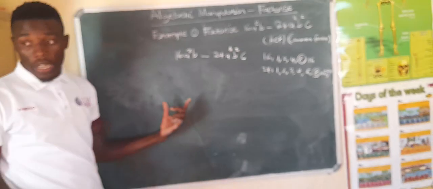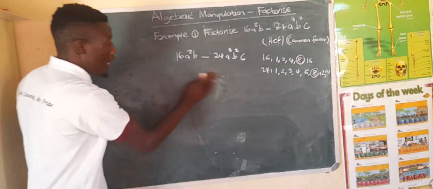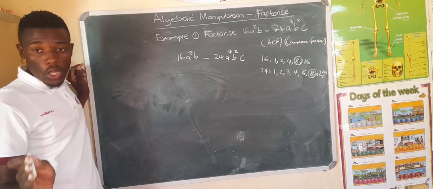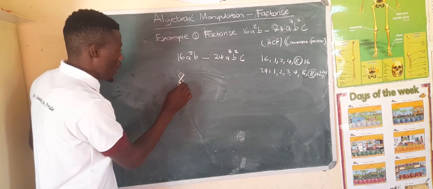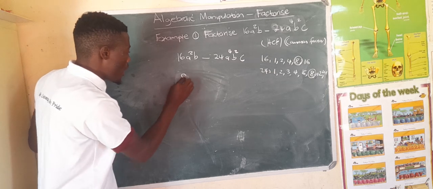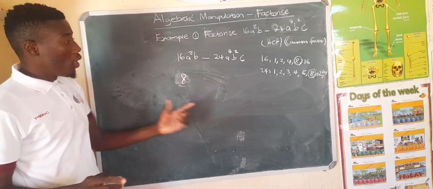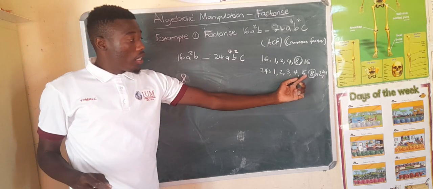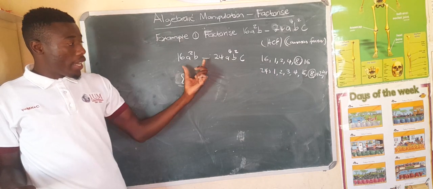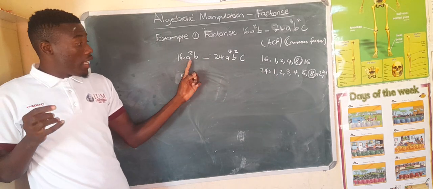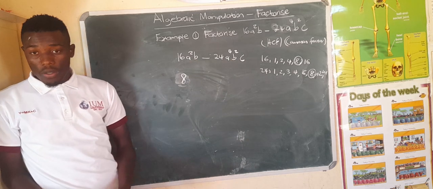That is the highest common factor of the coefficients. And then that highest common factor, you are putting it outside the what? Outside the bracket. We have only found the highest common factor of the numbers. First, let's go to the variables now. Let's find the highest common factor of the variables.